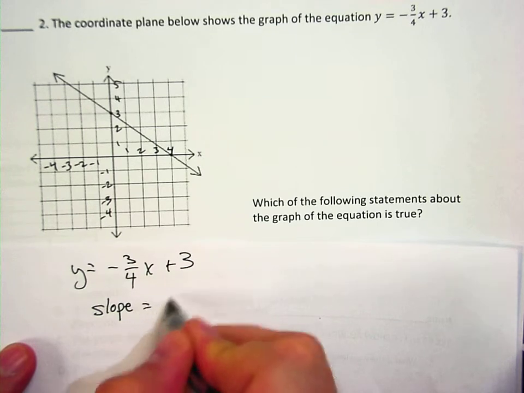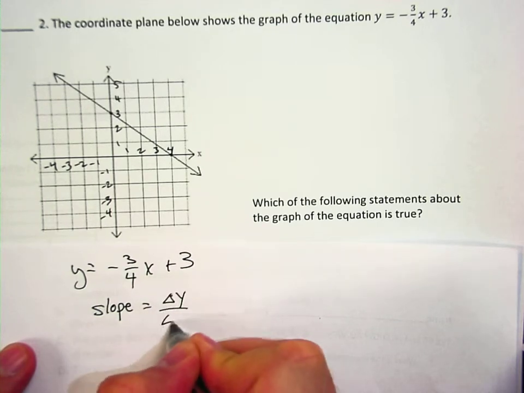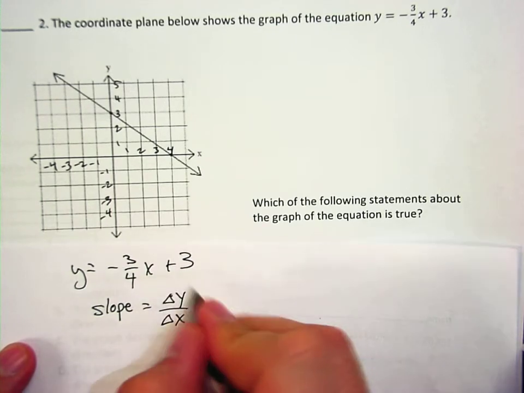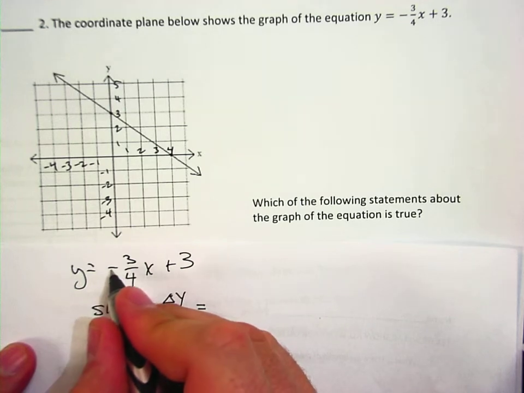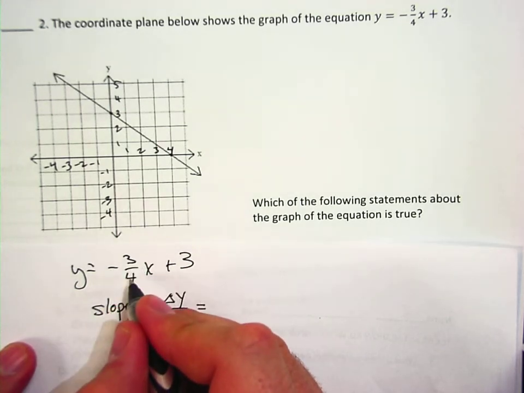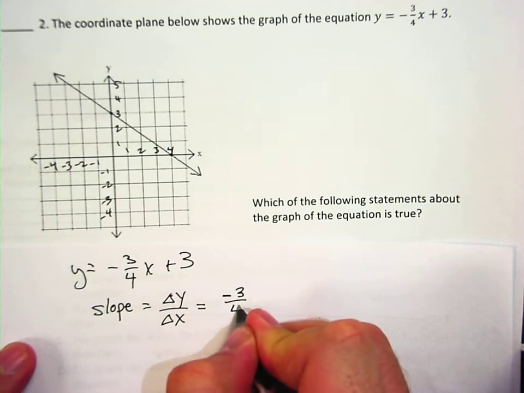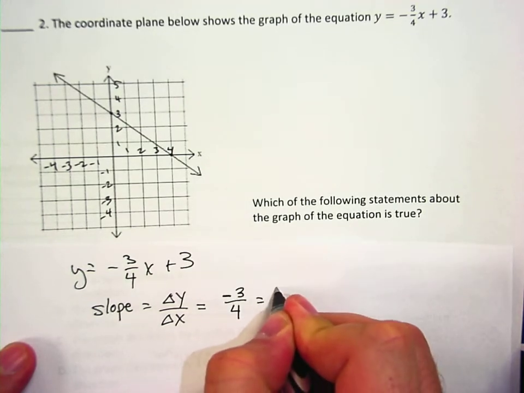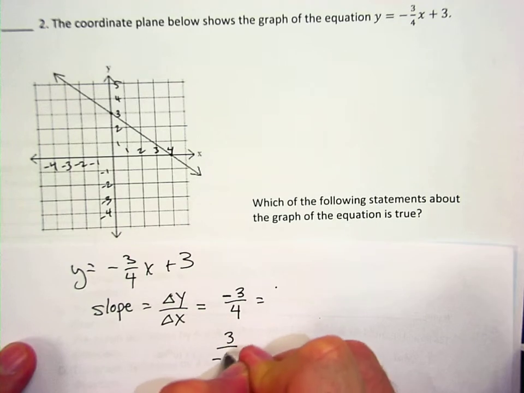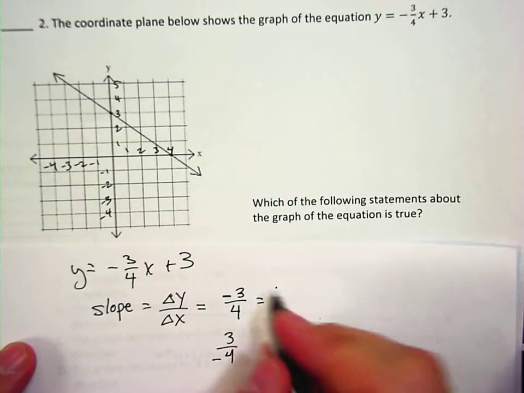Remember, slope is the change in y over the change in x. So when you have a negative slope, you want to put that negative sign with either the 3 or the 4 if you have a fraction. So we're going to say negative 3 over 4. But you could also say 3 over negative 4. Both of those would work because they're both the same thing.